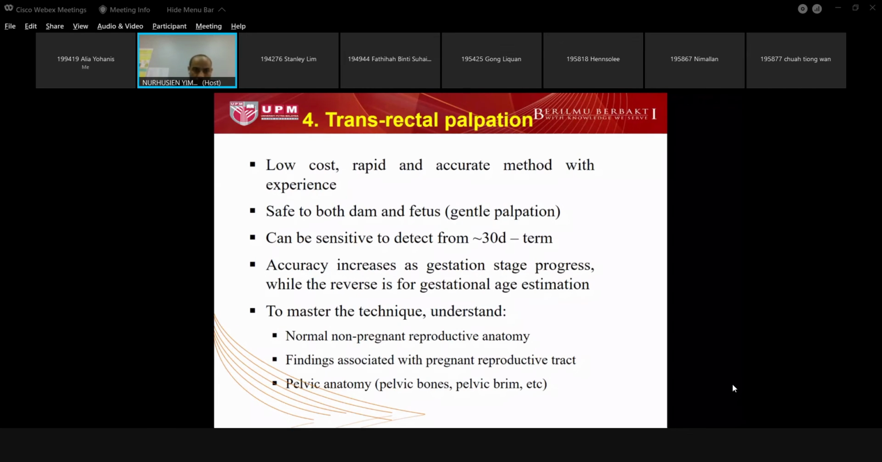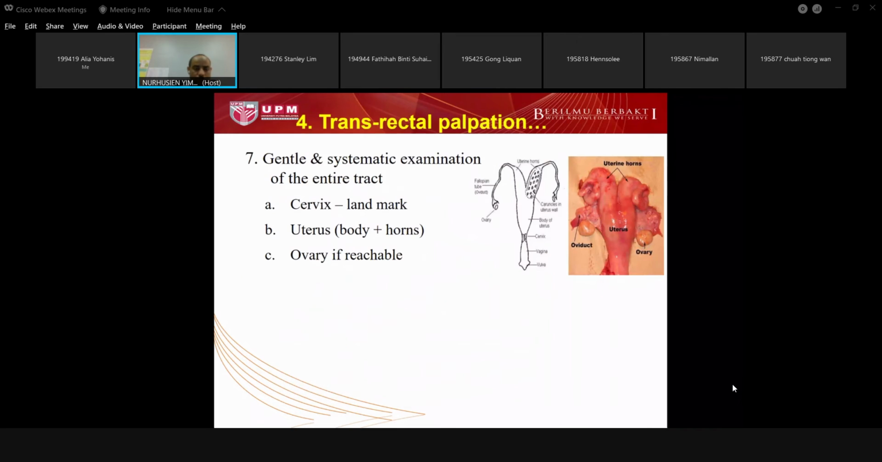The next thing to take into account is the procedure. As you perform the palpation, try to do it in a very gentle and systematic manner. Systematic meaning that you have to start from the very beginning. The most prominent structure that you will find is the cervix, because it is relatively firm in consistency and is a very dense connective tissue structure. So you can locate it easily compared to the remaining part of the tract.